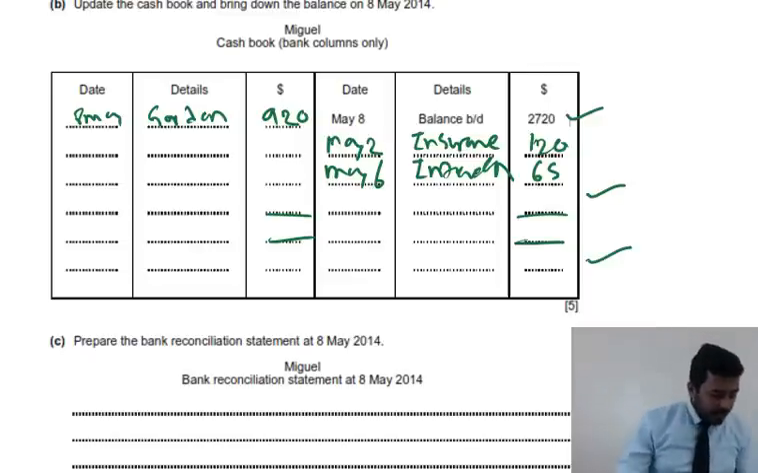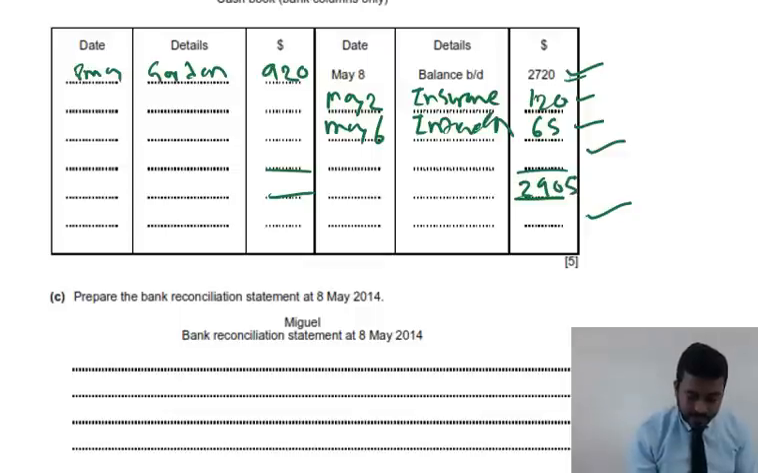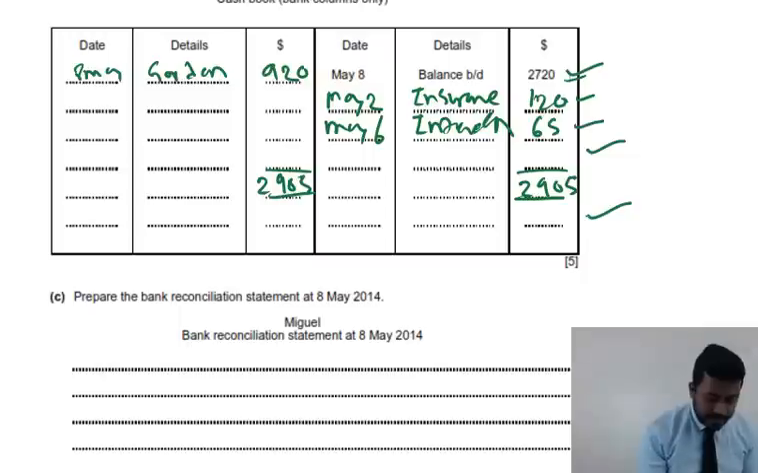Alright, if you add up, you will see the credit side is bigger. 1, 2, 3 items you added up. Answer is 2905. The bigger side, you write on both sides, the bigger figure. Take away 920. The balancing figure is 1985. That's your balance CD.